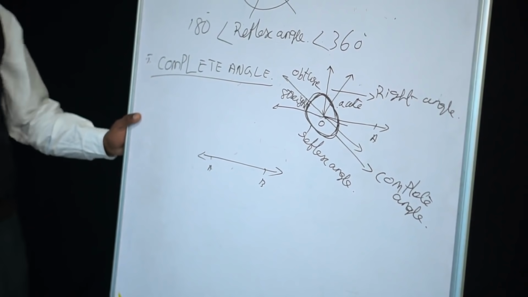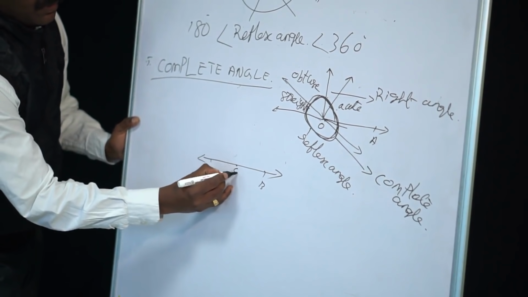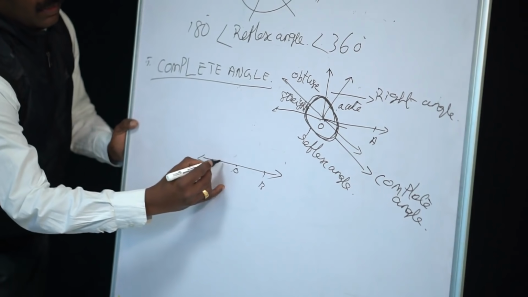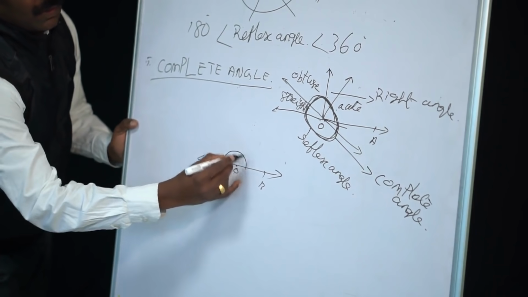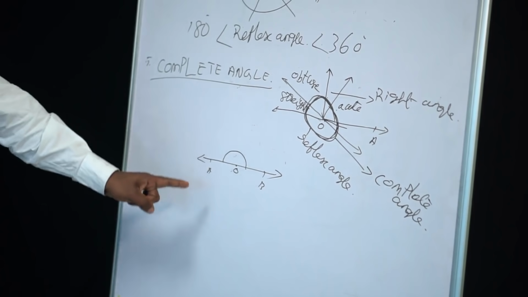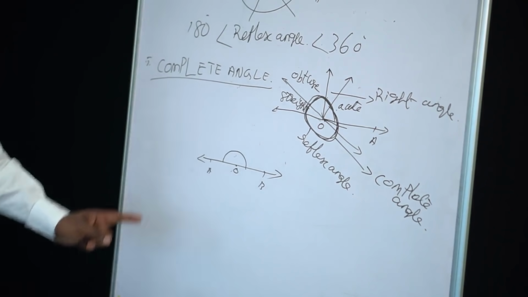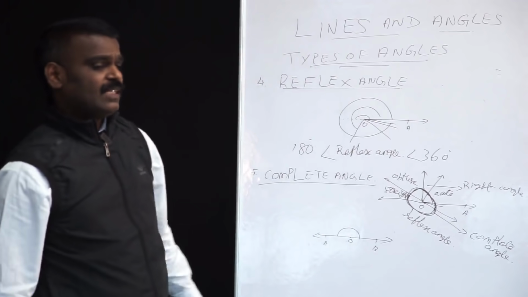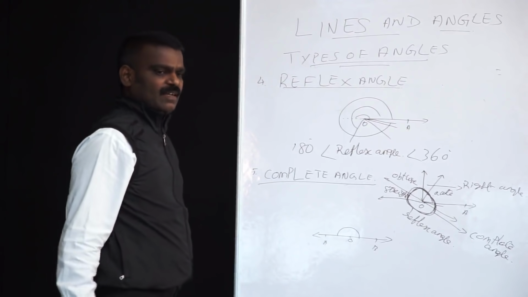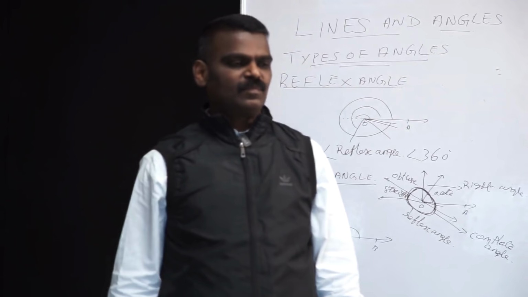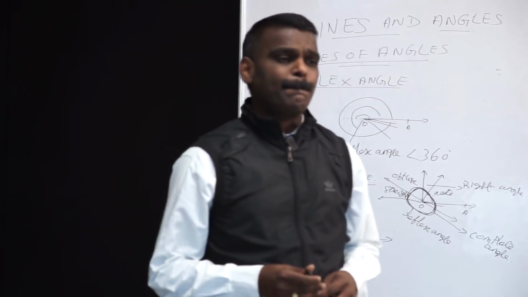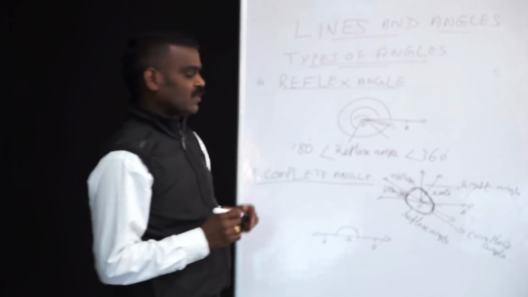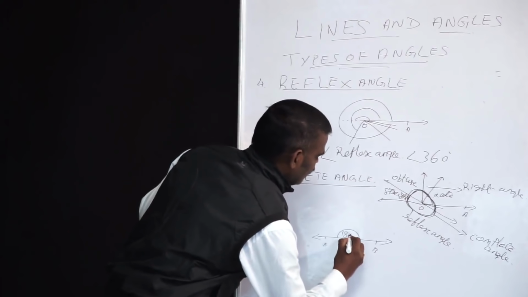Line AB, we take one point O. Tell me what is the name of this angle? Yes, angle AOB. What angle is it? Straight angle. Straight angle has how many degrees? Today we have learned, right? Straight angle has how many degrees? 180 degrees.